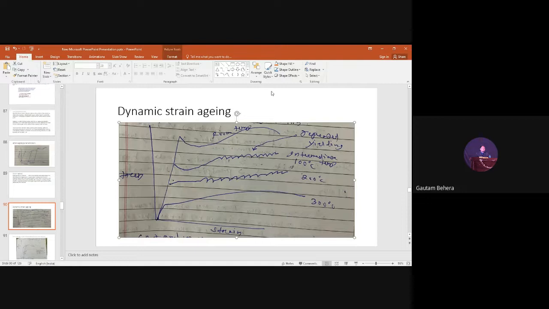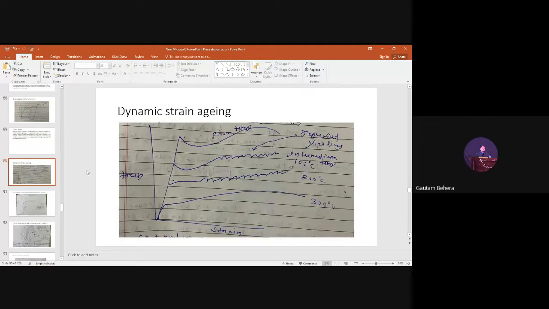Dynamic strain aging. Temperature is there, and pinning and unpinning of dislocation is there, right? So this is a very beautiful image of dynamic strain aging. Okay, so I am done with this topic. Next, we'll move to another interesting strengthening mechanism.